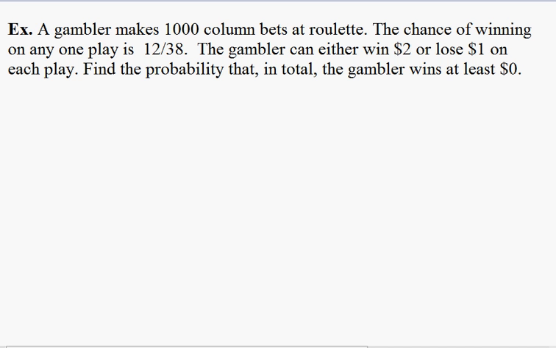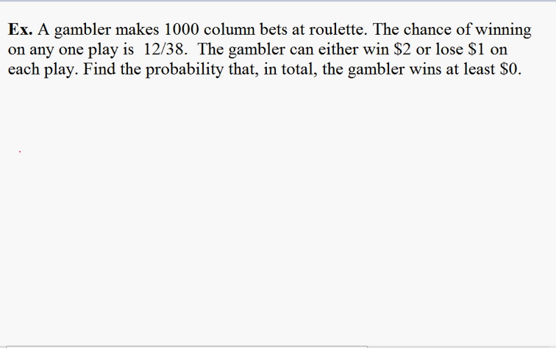Let's now talk about this central limit theorem problem involving a sum. A gambler makes 1,000 column bets at roulette. The chance of winning is 12 out of 38. There are 38 possibilities. 12 are winners. The others are losers. If the gambler wins, he wins $2. If he loses, he loses $1. Find the probability that if he plays this game 1,000 times, the gambler comes out ahead and wins at least $0.